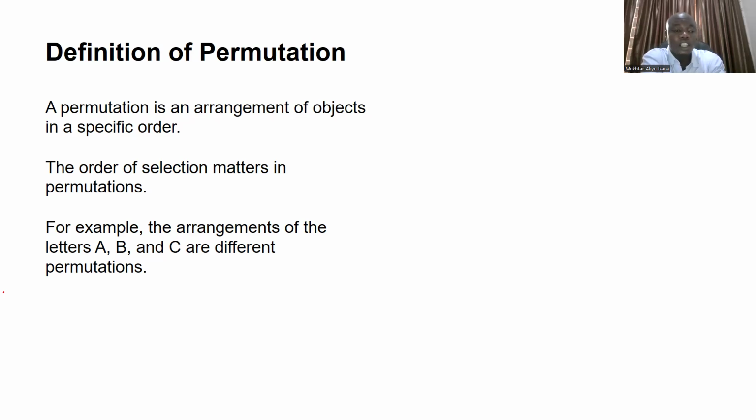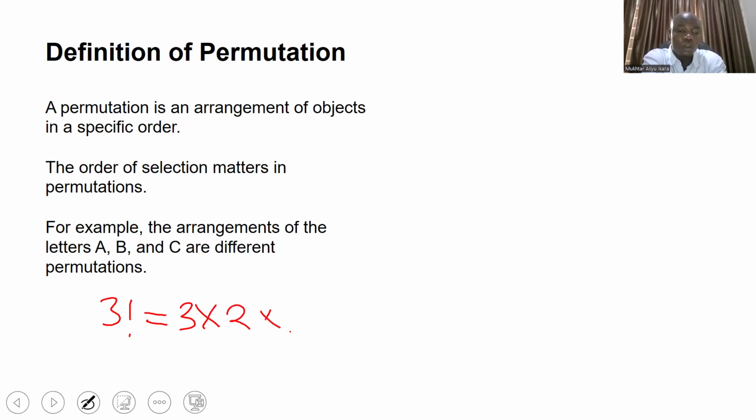So how do you do that? To know the arrangement, you can just say 3 factorial. When you say 3 factorial, what does that mean? 3 factorial means 3 times 2 times 1. Remember our previous video on factorial. So therefore, 3 times 2 is 6, 6 times 1 is 6. So it means that there are 6 possible arrangements of letters A, B, and C.